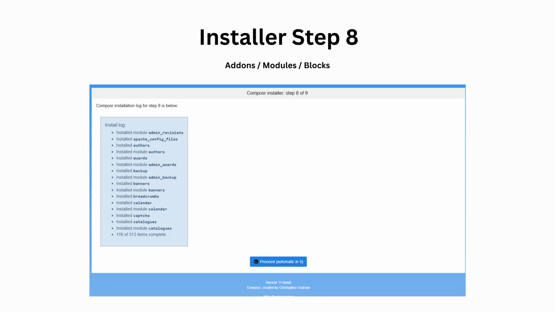When you first install Composr, it will install all available add-ons, modules, and blocks by default, but after you install Composr, you can then go back, whether through the setup wizard or through add-ons management, and uninstall the add-ons that you do not want for your site.